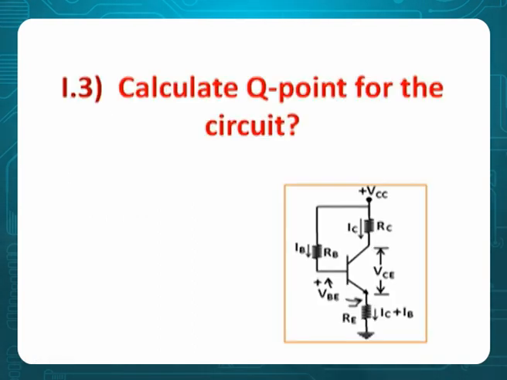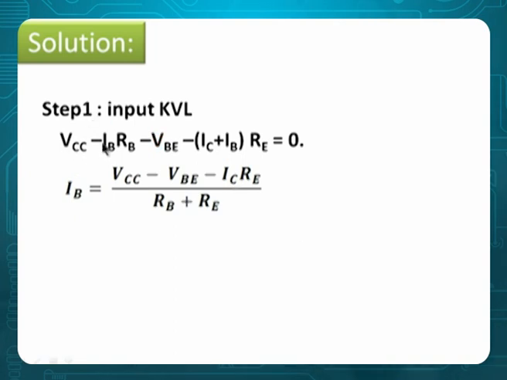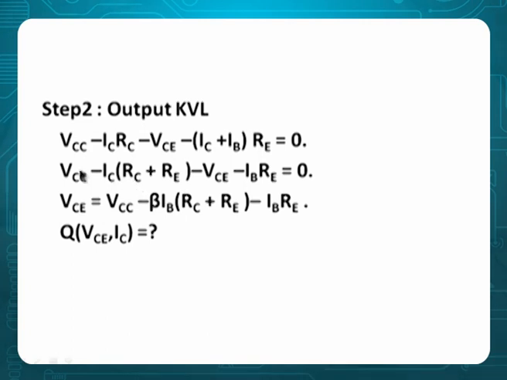Third question. Calculate the Q point for the circuit. This is also the same circuit but a resistor RE is added here, and you see how I am going to take it. Input KVL: VCC minus IBRB minus VBE minus (IC plus IB) times RE is equal to 0. From there IB comes and then IC also comes. Output KVL: VCC minus ICRC minus VCE minus (IC plus IB) times RE. From here VCE will come because you will be substituting for IC and IB, then the Q point will come.